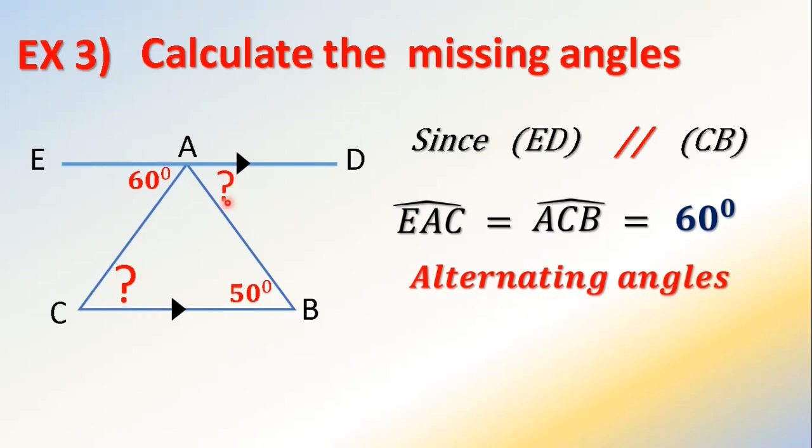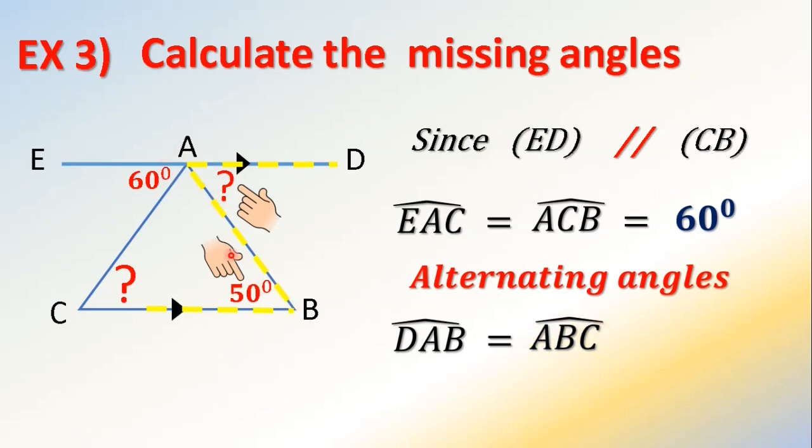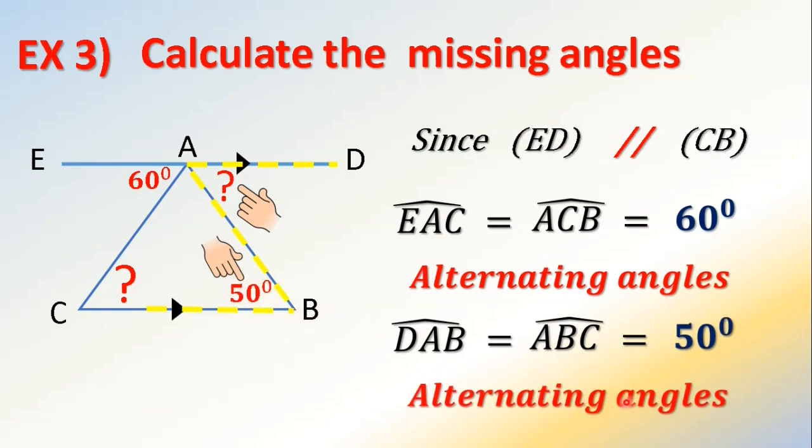Now, what about the second missing angle? Similarly, by the same way, since AD and CB are two parallel lines and we have here the letter Z, then this angle and this angle are alternating angles and they are equal. So we write angle DAB equals to angle ABC equals to 50 degrees, and the reason is alternating angles.